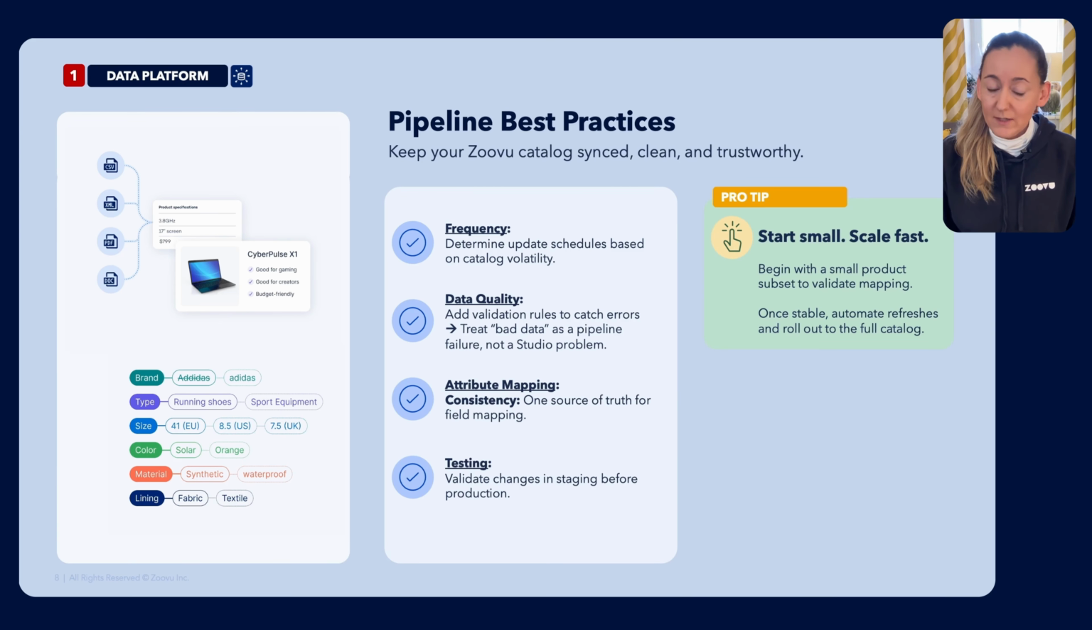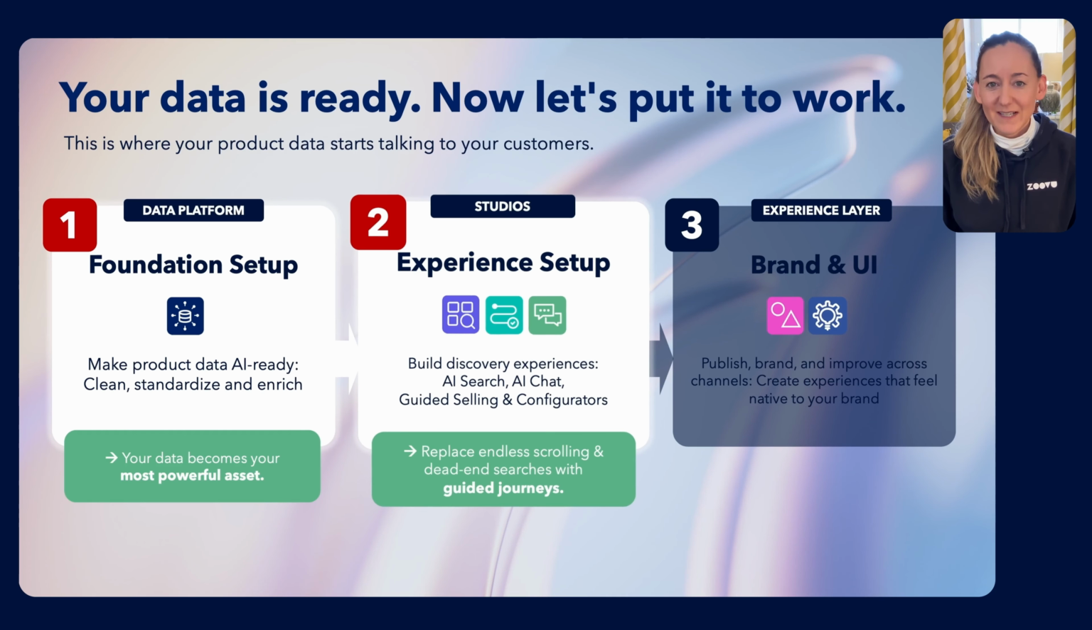We suggest to start small and then scale fast, validate on a small subset, then automate refreshes once it's stable, and roll out the full catalog. Your data foundation is set.